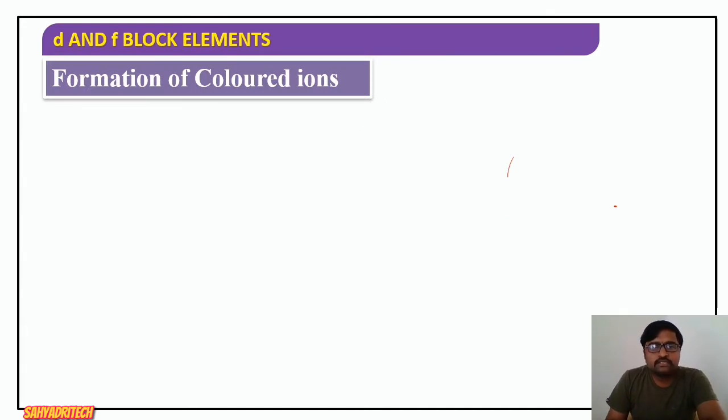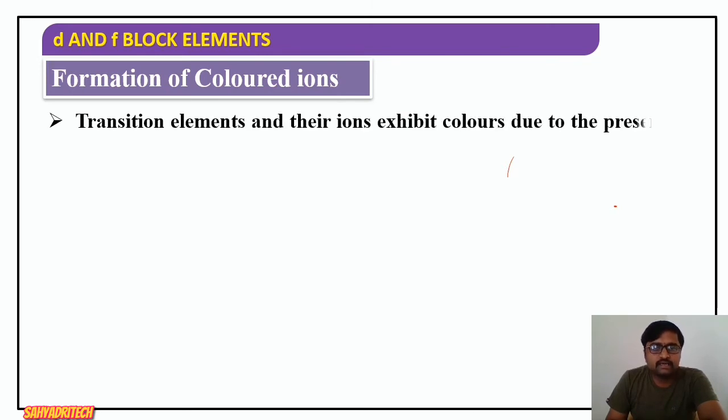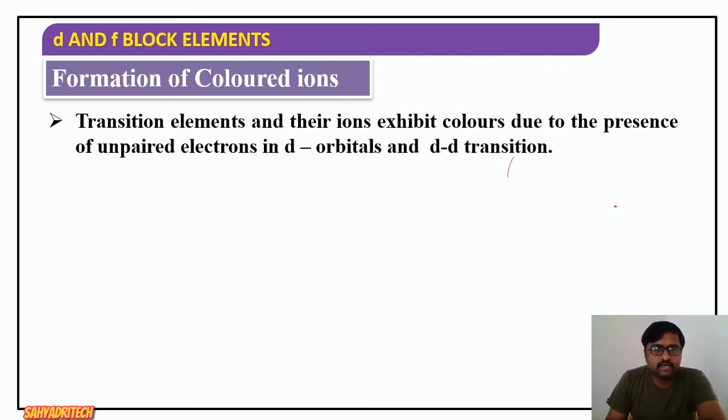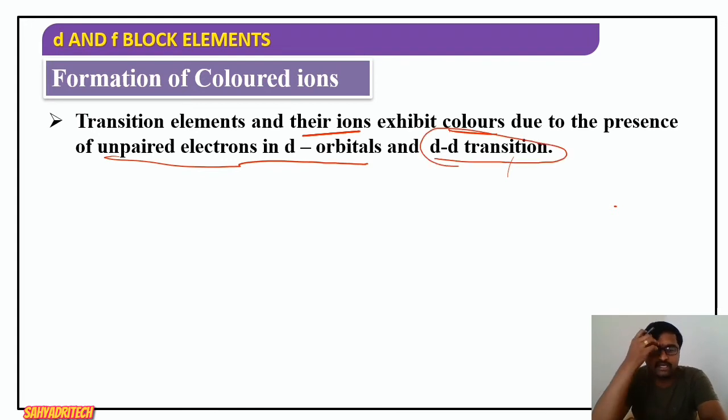Now if I consider the formation of colored ions, how are these colors formed? Transition elements and their ions also exhibit colors due to the presence of unpaired electrons in d orbitals, and it is because of dd transition. If they have an unpaired electron, that electron is involved in dd transition, therefore transition elements and their compounds, in the sense ions, exhibit different colors.